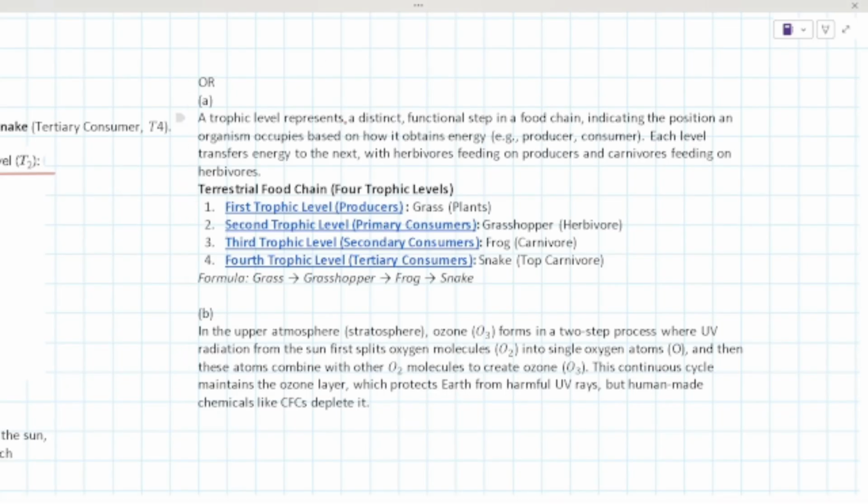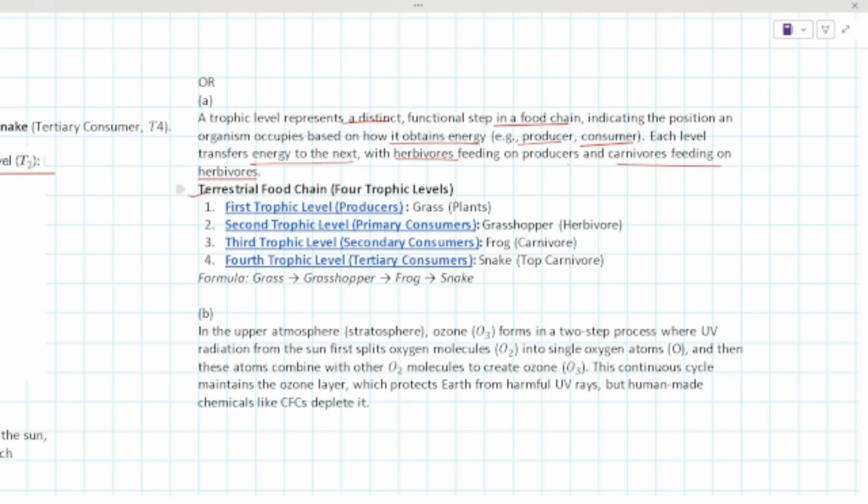So a trophic level represents a distinct functional step in a food chain, indicating the position an organism occupies based on how it obtains energy. Example, producer or consumer. Grass and grasshopper. Each level transfers energy to the next, with herbivores feeding on producers and carnivores feeding on herbivores, right?